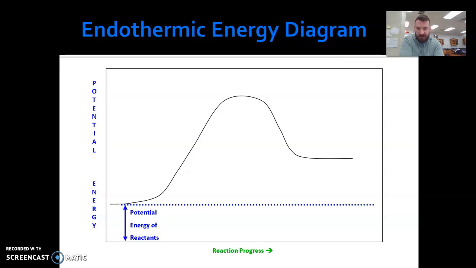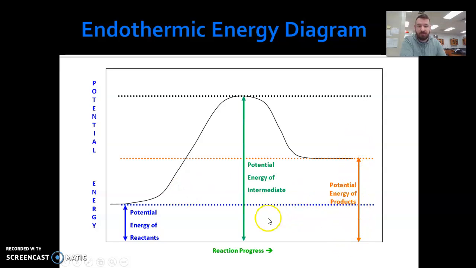So when we're filling out our diagram here, we have the potential energy of our reactants on the left, the potential energy of our products on the right, the potential energy of our intermediate in the middle, our activation energy on the left. It looks like we need a lot more activation energy for endothermic reactions than we do for exothermic reactions. And that would make sense because we have less potential energy in our reactants.